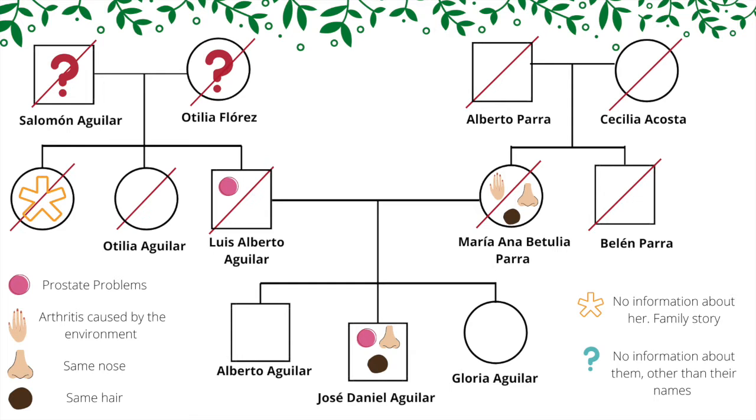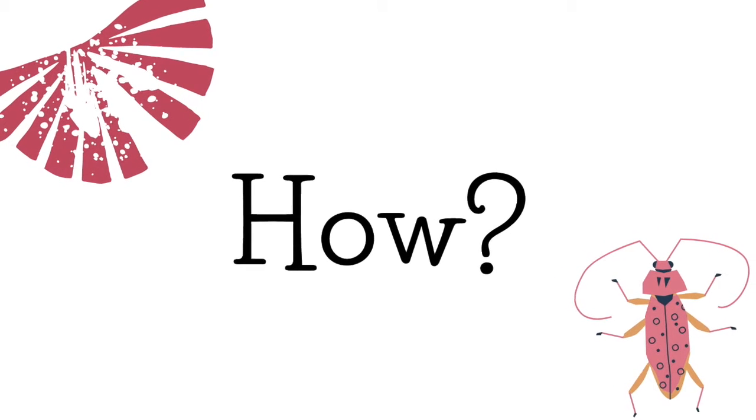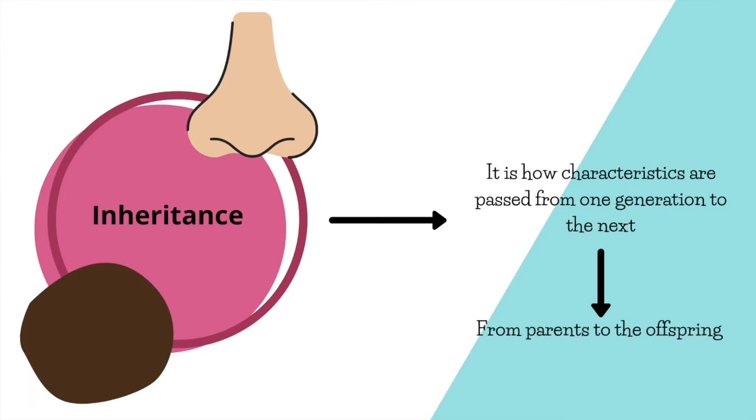As we can see, many of them have already died, but that does not mean they are going to be forgotten. But how? Well, that's thanks to inheritance. Inheritance is how characteristics are passed from one generation to the next, meaning from parents to offspring. This includes physical characteristics and diseases. In my grandpa's case, the physical characteristics are his hair and his nose, which he inherited from his mother, and the disease, which is prostate problems, he inherited from his father.